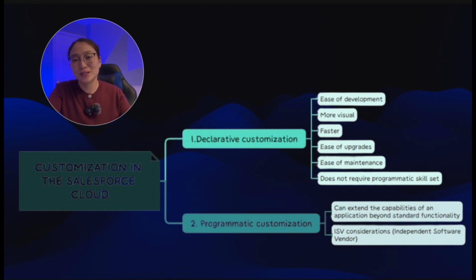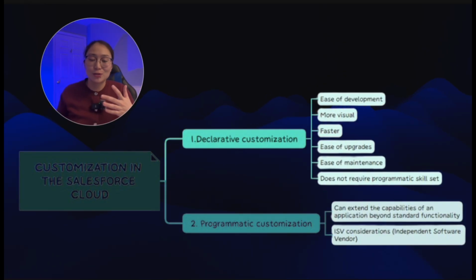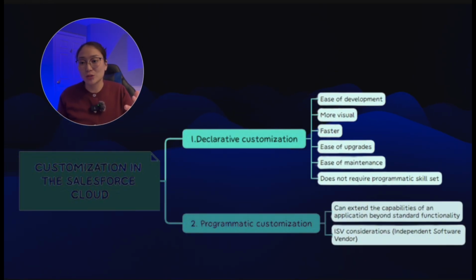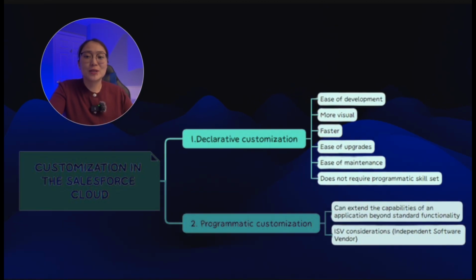As we continue in this playlist, you will see many examples of declarative tools, and later you will also understand when and why a programmatic solution is used. But for now, the key takeaway is simple. Declarative means point and click. Programmatic means code. And Salesforce is designed so that you can do a lot without writing any code.